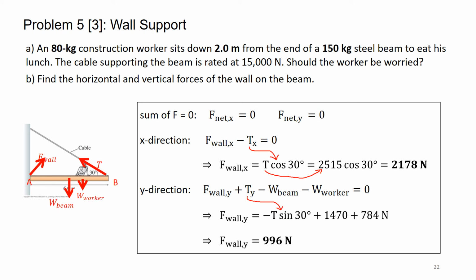So for Ty, you plug in T times sine of 30. The weight of the beam is 1470 newtons. The weight of the worker is 784 newtons. We already calculated them. And the calculation gives you 996 newtons. Okay, so the wall exerts a horizontal force of 2178 newtons on the beam, and also exerts a vertical force of 996 newtons pointing up on the beam.